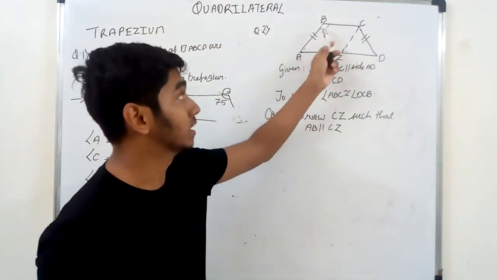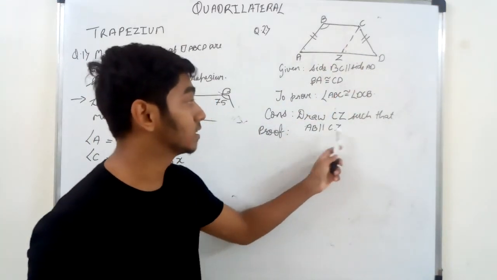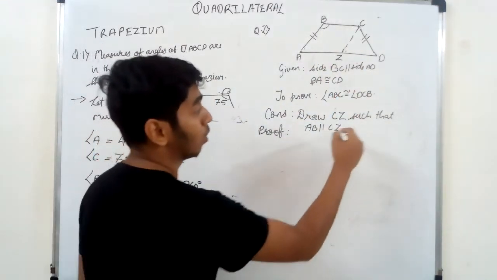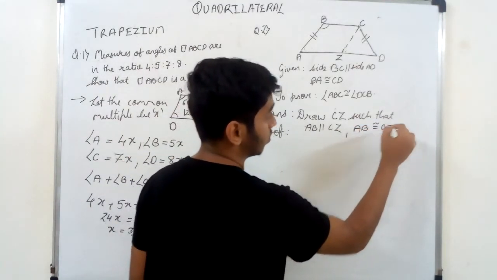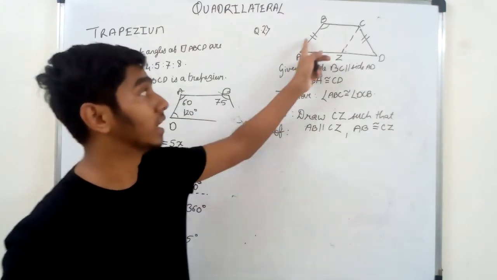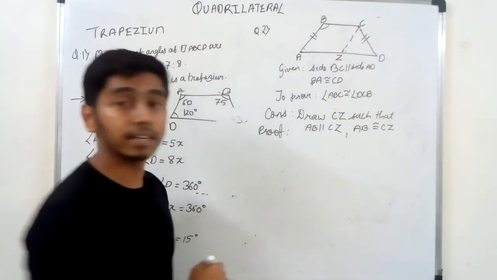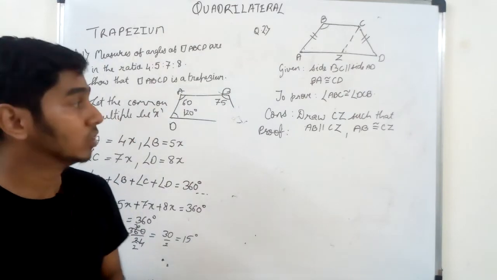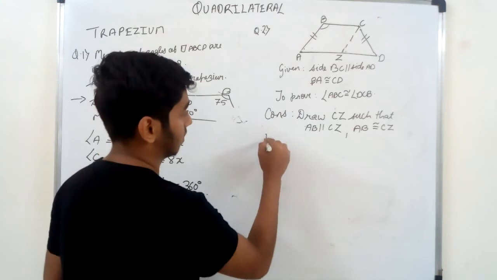We are drawing CZ such that it is parallel to AB and also AB is congruent to CD. Also the length is congruent. So this length and this CZ, it is congruent. So if you see, okay, so let's see.